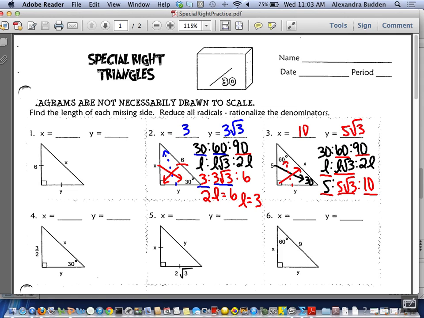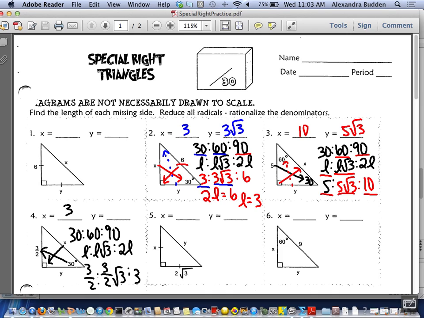Okay, we're going to go over it real quick. Should have written 30, 60, 90, L, L root 3, 2L. We know the side across from the 30 is 3 halves, so L is 3 halves, and then 3 halves root 3. 3 halves doubled is just 3. X in this case is 3 because it's across from the 90. Y then is 3 halves root 3.